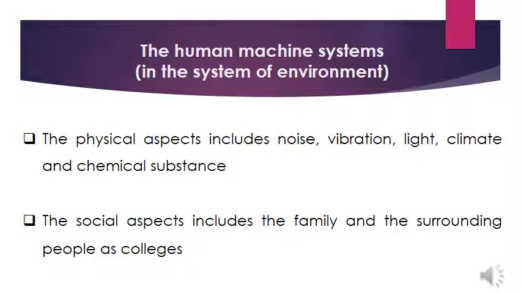In the previous slide, I mentioned the three main components. One of them is the environment, which consists of physical and social aspects. Here are examples of those aspects. The physical aspects include noise, vibration, light, climate, and chemical substances. Meanwhile, the social aspects include the family and the surrounding people such as colleagues.